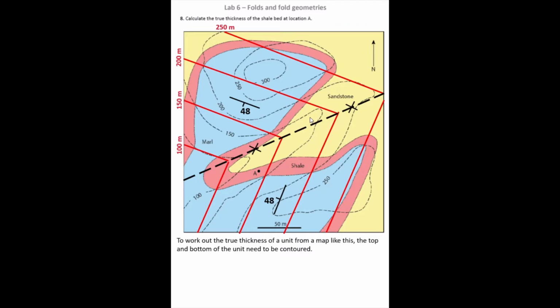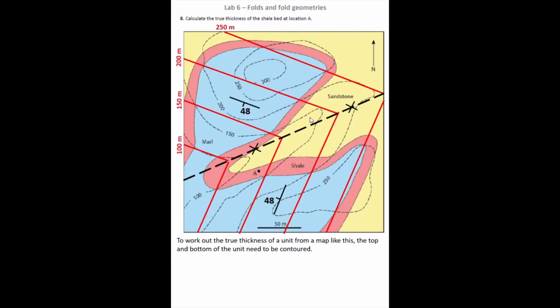Now the tricky question of the lab asks you to calculate the true thickness of the shale bed at location A. And in truth, you could calculate the thickness for anywhere along that shale bed, and it would give you the same result. We can see that because the structural contours don't change, so there isn't any variation in thickness. Now, we've got the height of one of the contacts of the shale, but there's another contact for the shale, isn't there? We've got the top of the shale at the moment, but what we should get is the bottom of the shale.